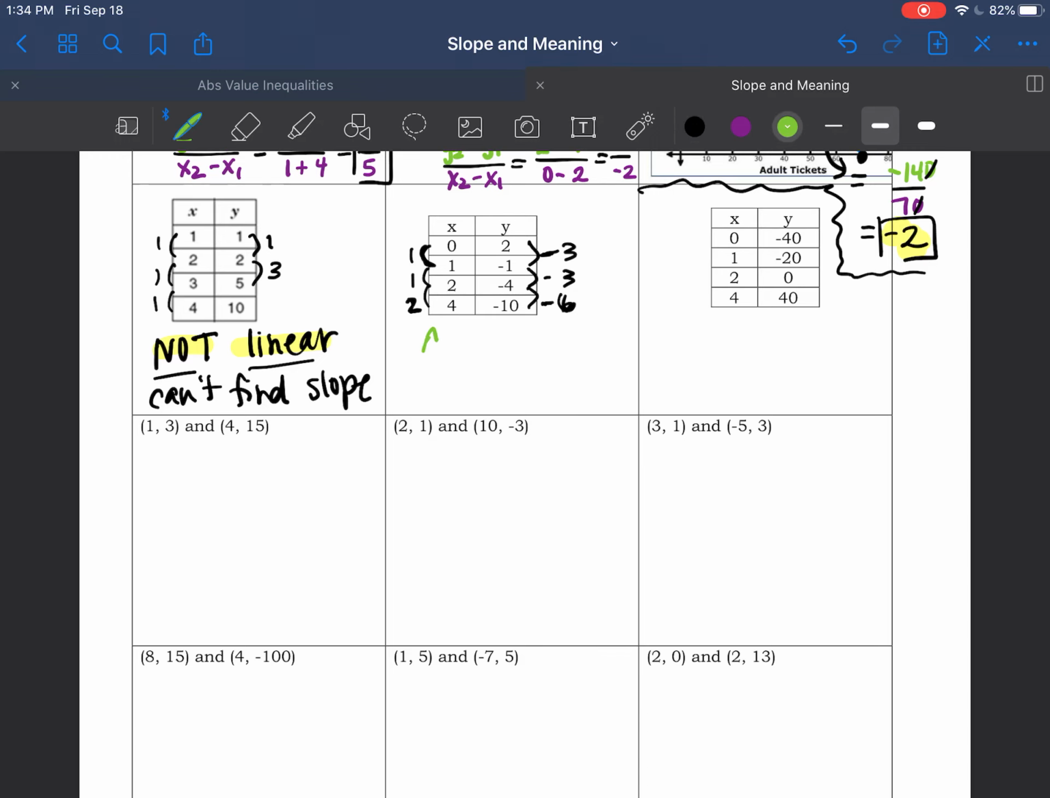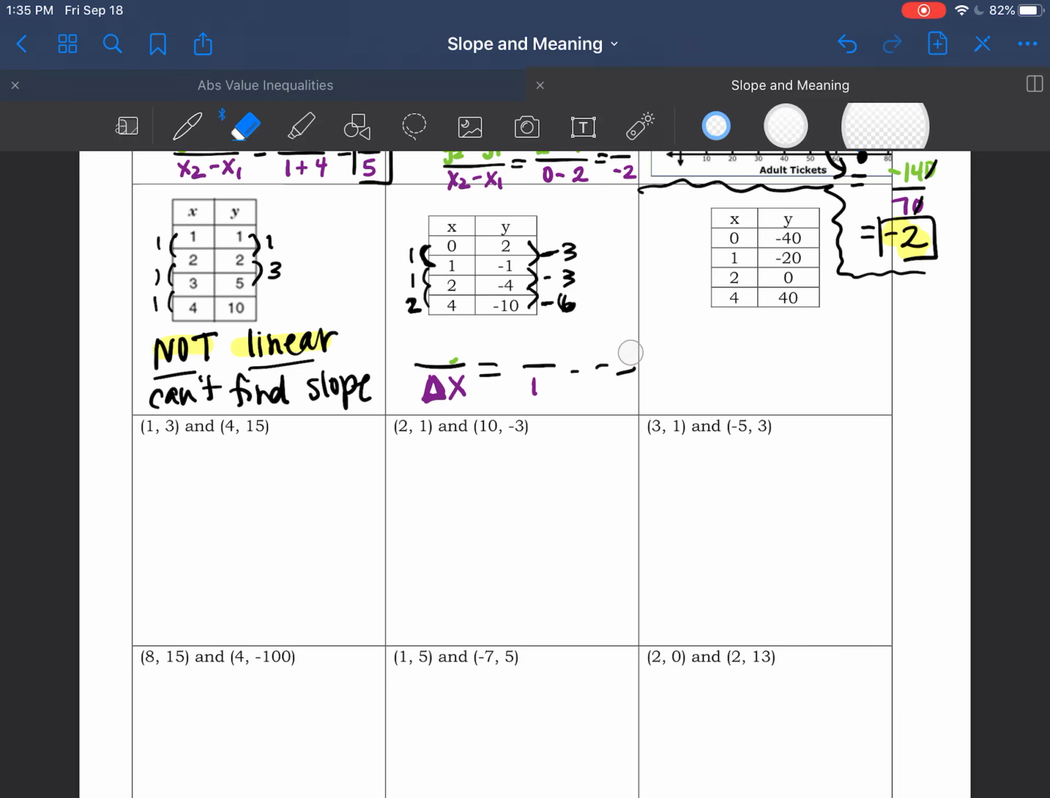Remember, slope is the change in y divided by the change in x. That triangle is called a delta, means change in. Okay, and so my change in y each time for these examples, the first 2 points, was -3, and my change in x was 1, and so that simplifies to -3.